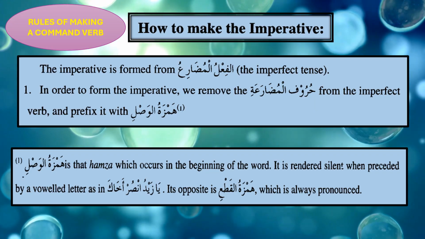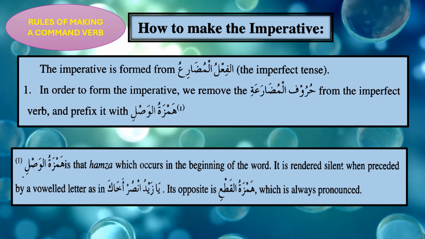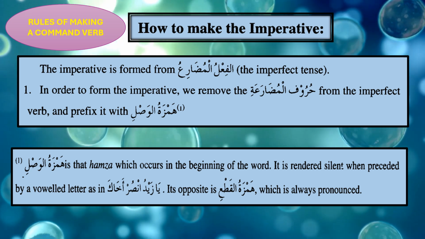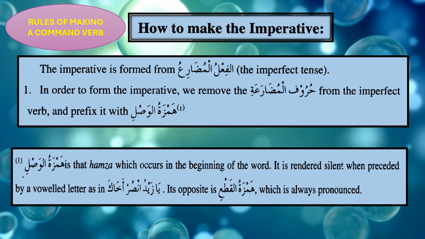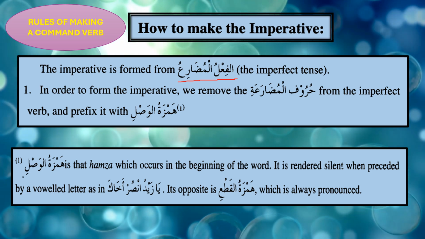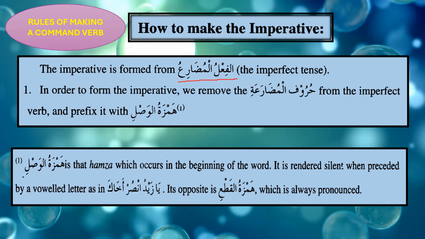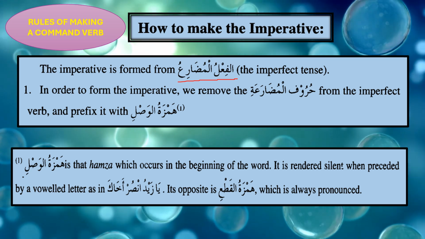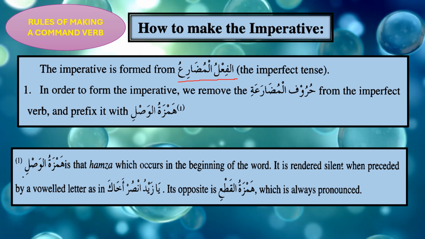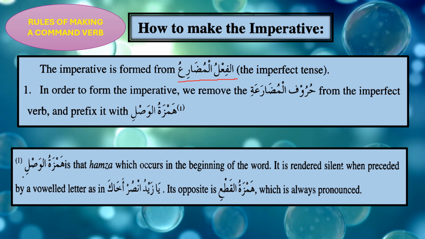How do we form a command verb? In English, you can call it imperative. Imperative means the command verbs. It is usually formed from the present tense. But I would like to say that in order to form a present tense, you should know the past tense. So by seeing the present tense, you should also have the knowledge of the past tense, because all the present tense verbs are formed from the past tense. So all the game starts with the past tense.